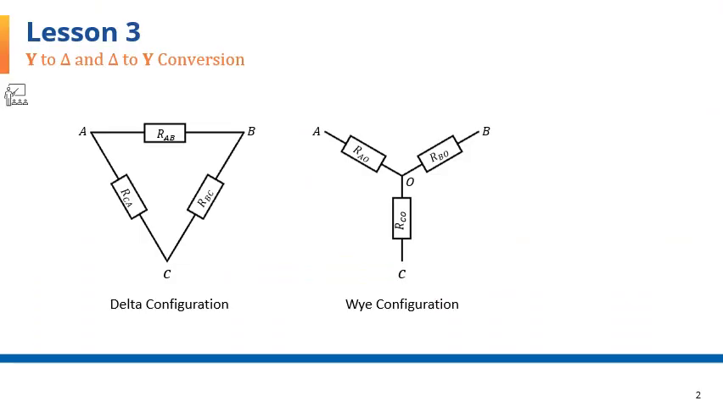The configuration of the 3 resistors on the right is called a Y configuration, and the one on the left is called the delta configuration. The idea is that given one configuration, to find the elements of the other so that they are equivalent to each other from the point of view of the 3 points A, B, and C.